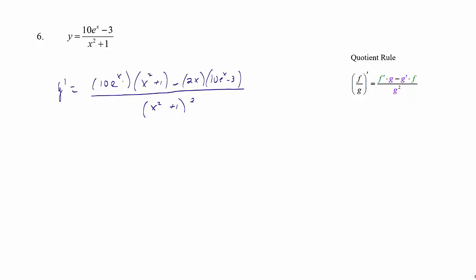Okay. Just a note about parentheses. I don't need to have the parentheses right here around the 10 e to the x because it's a single term. But it is necessary to have the parentheses around the x squared plus 1, and then also later on over here the 10 e to the x minus 3.